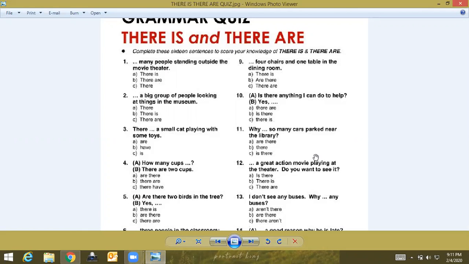Okay. Volunteer for number 9. There are 4 chairs and one table in the dining room. Very good. There are 4 chairs and 1 table in the dining room. Es exactamente donde yo estoy sentado ahorita. Una mesa, aquí hay 4 sillas. Very good. Number 10.